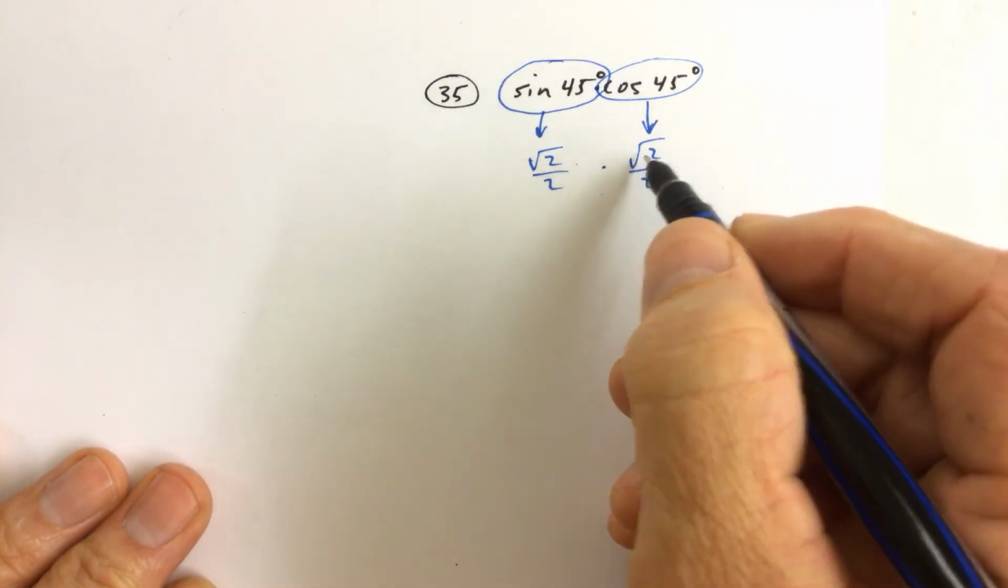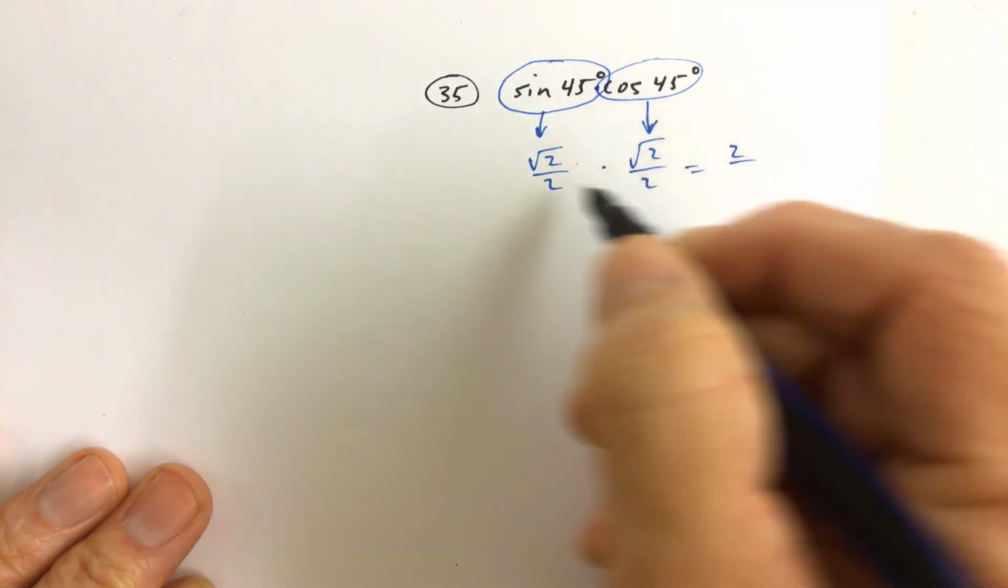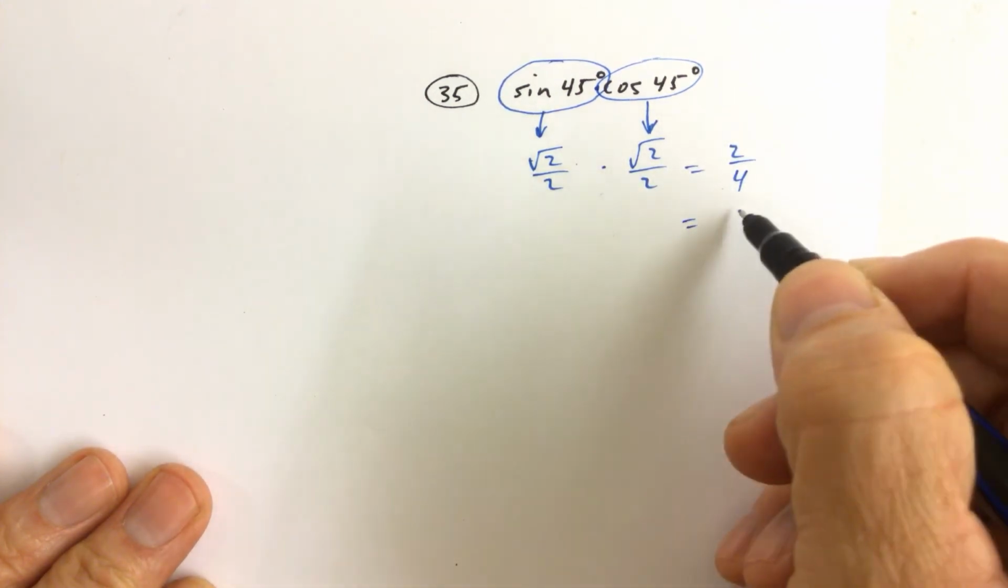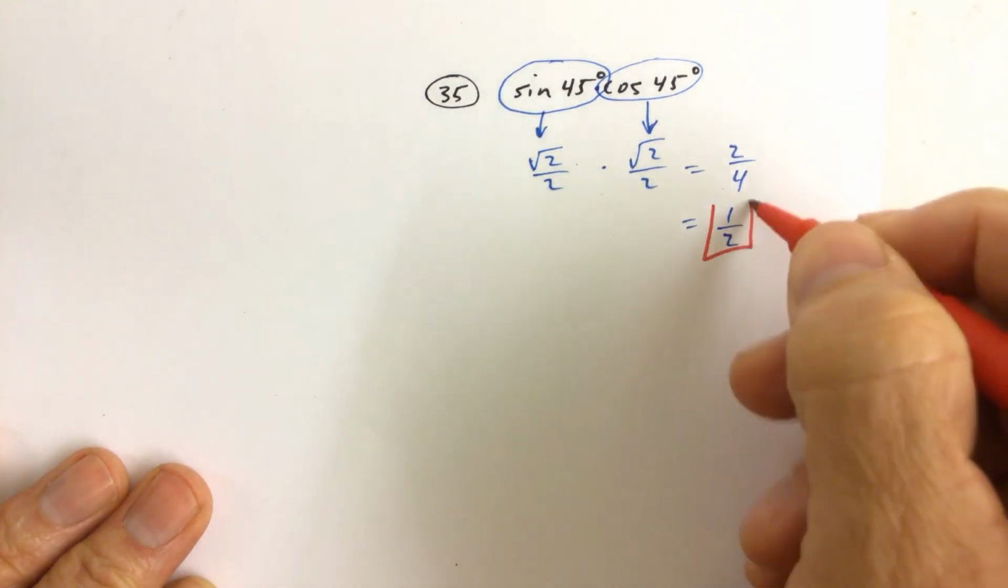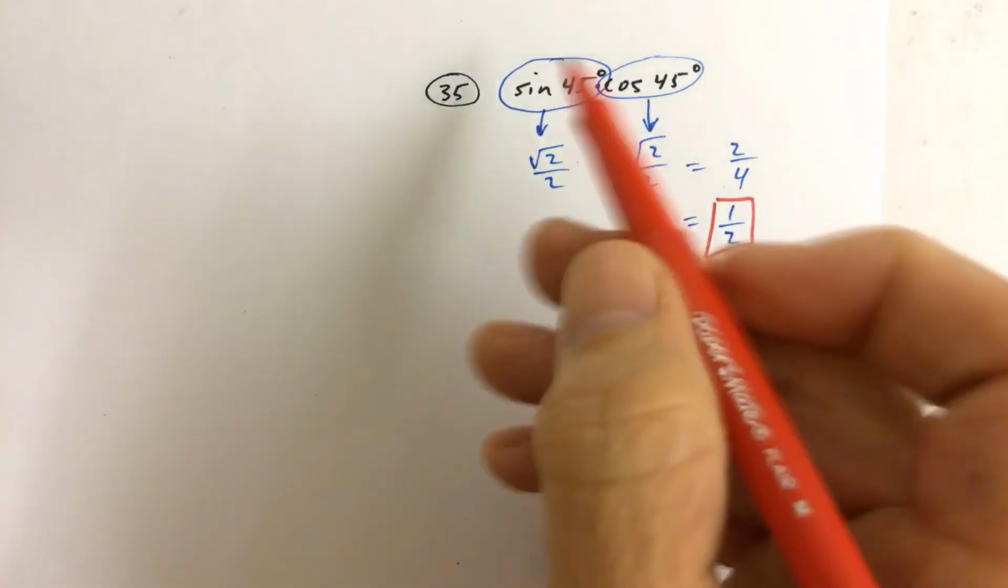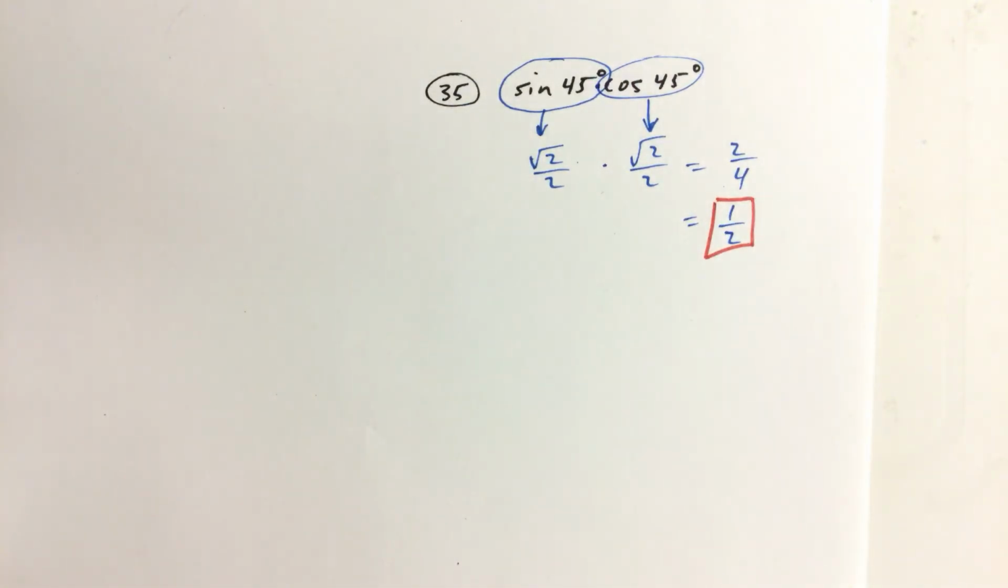So radical 2 times radical 2 is positive 2. 2 times 2 is 4. So 2 over 4 gets us 1/2. So 1/2 is the value for sine of 45 degrees times the cosine of 45 degrees.